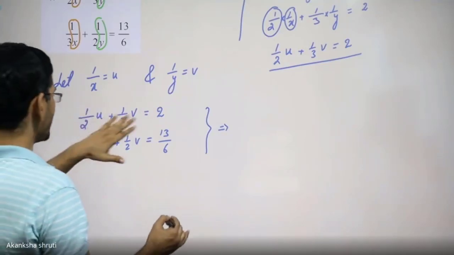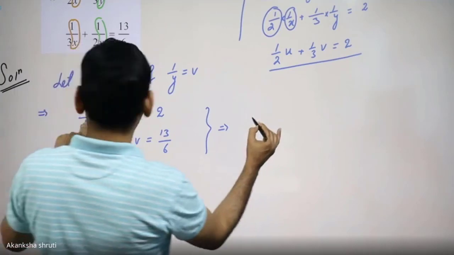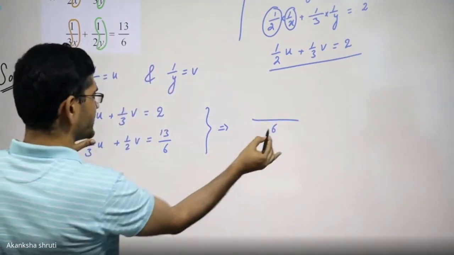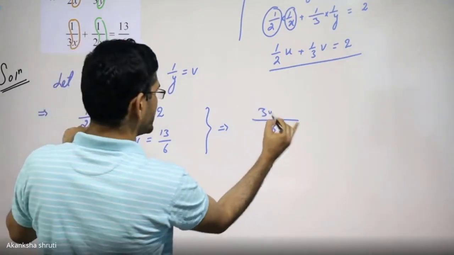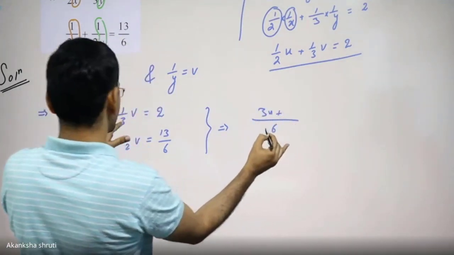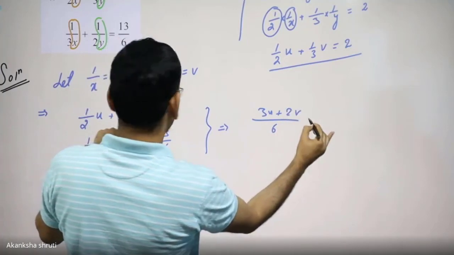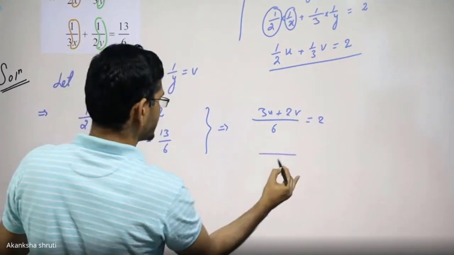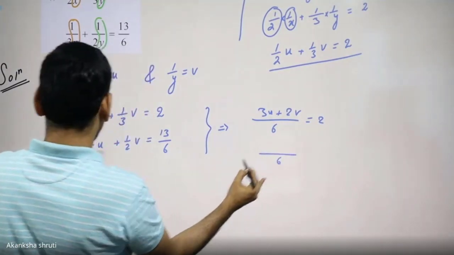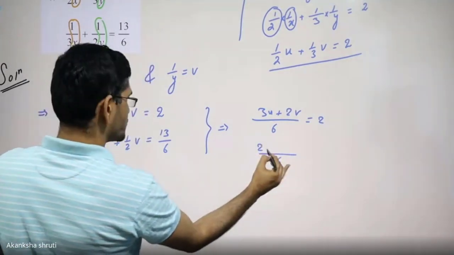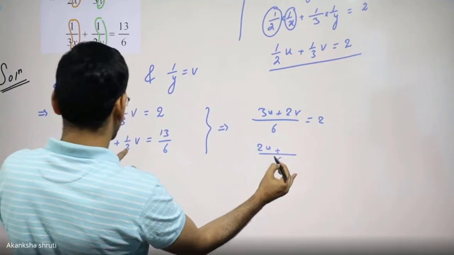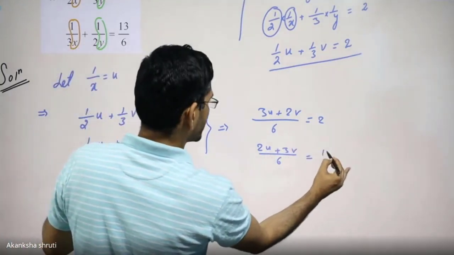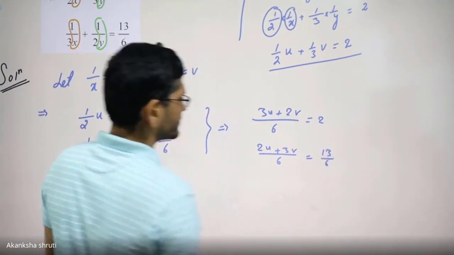So students, ऐसे जब भी fraction आ जाए तो आप fraction का addition कर लीजिए. 3 2 जा 6 आ गए, so this 2 is there, it will go 3 times, so 3u plus this 3 will go 2 times, 2v is equal to 2, and the second equation is going to give us again the LCM as 6, but this 3 will go 2 times, so 2u plus this 2 will go 3 times, so 3v is equal to 13 by 6.